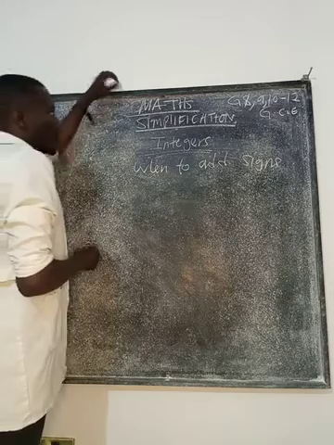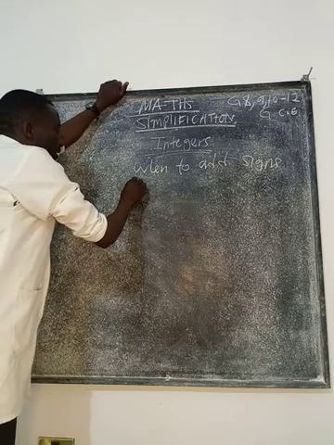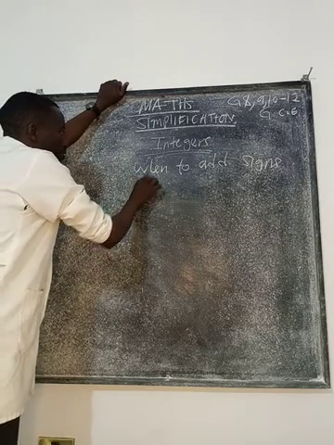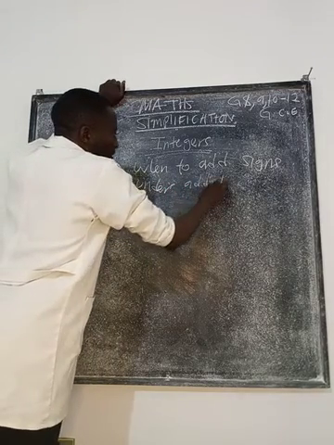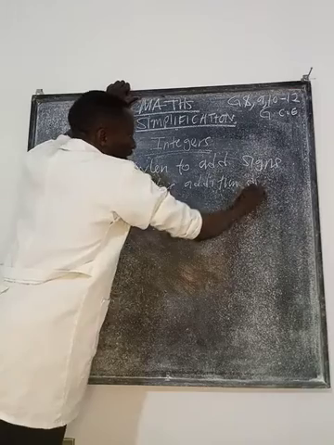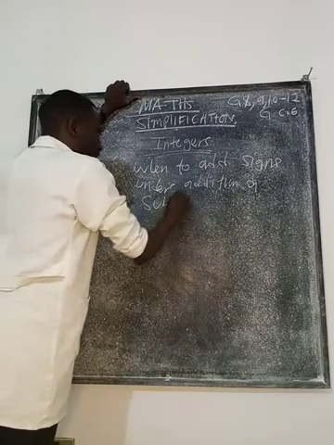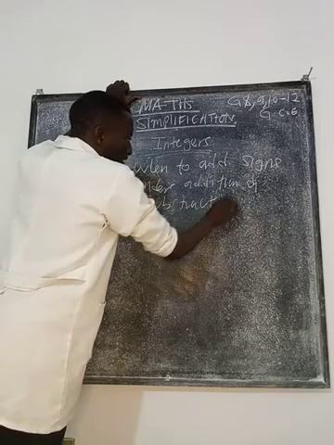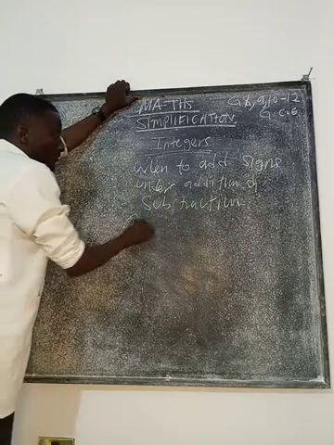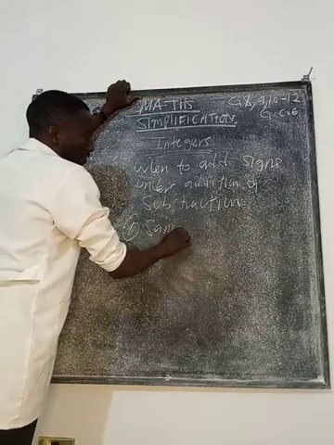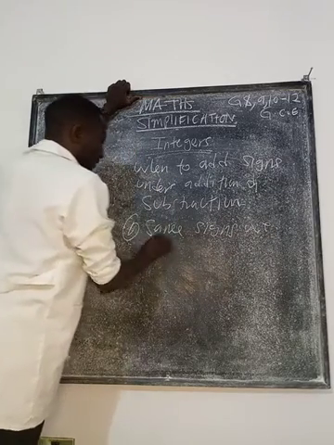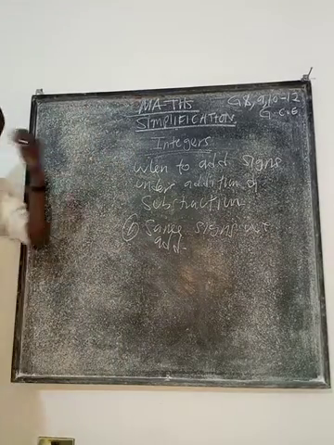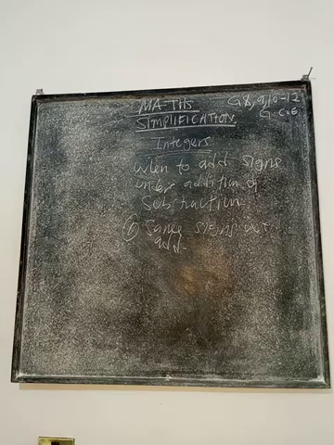Just write these rules. Under addition and subtraction, rule number one, we say same signs, we add. Same signs we add.